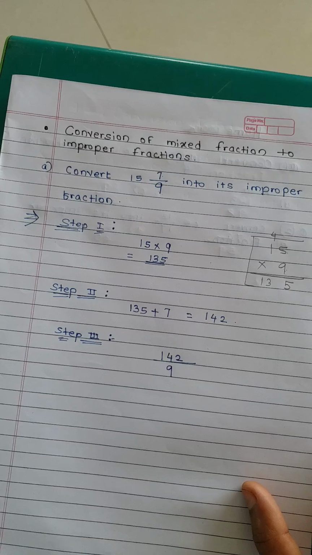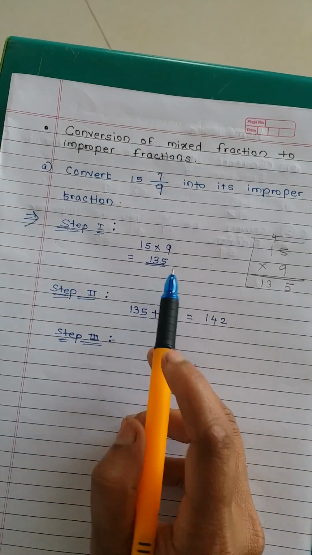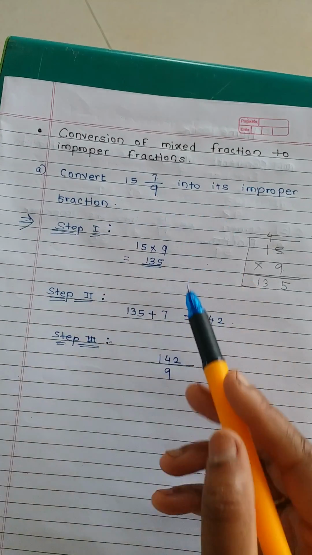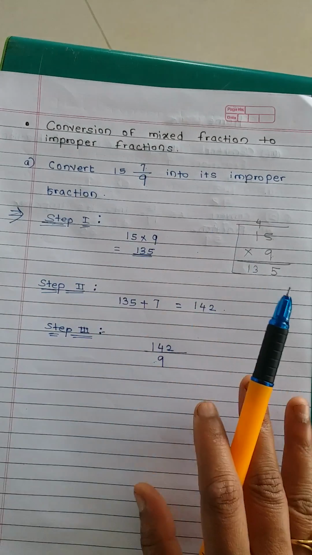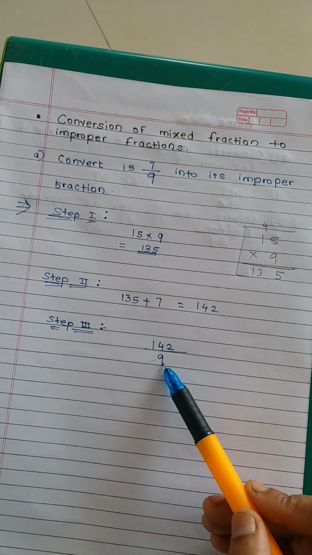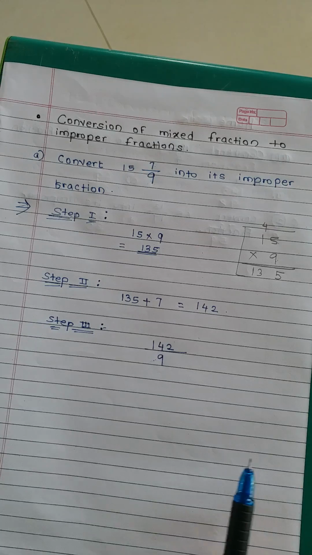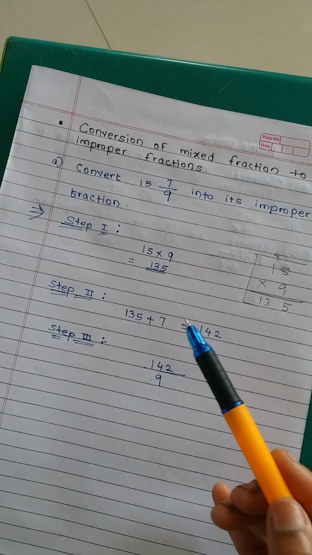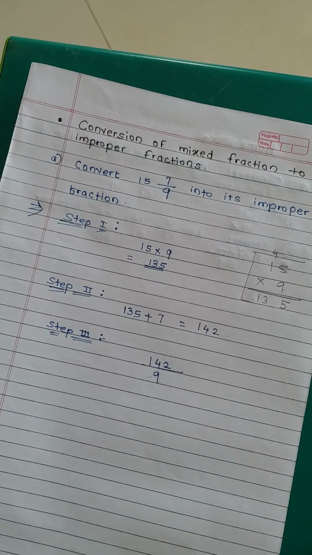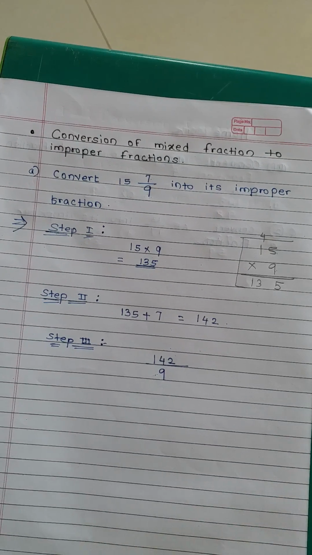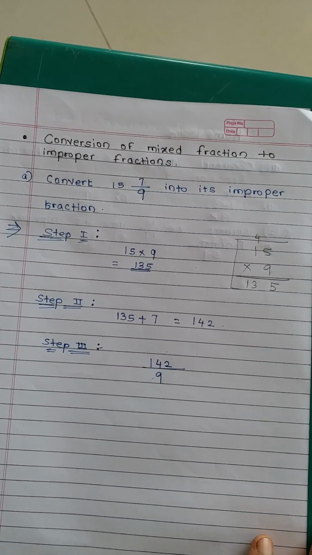Okay. So we get the improper fraction from that mixed fraction. Yes, check it. Is this your improper fraction? Yes, definitely. Why? Because the numerator is greater than the denominator. The denominator is 9 only. The numerator is 142. So understood how to convert a mixed fraction to an improper fraction?